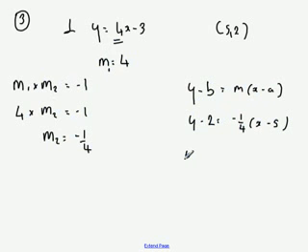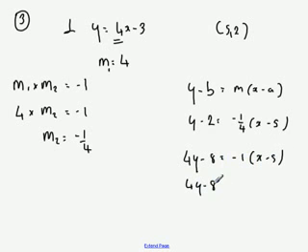We can eliminate the fraction by multiplying through by 4. 4y minus 8 is equal to -1 bracket x minus 5. Expand out gives us 4y minus 8 is equal to -x plus 5. Writing in the form ax plus by plus c equals 0 gives us x plus 4y minus 13 is equal to 0, and that's the equation of the straight line for question 3.